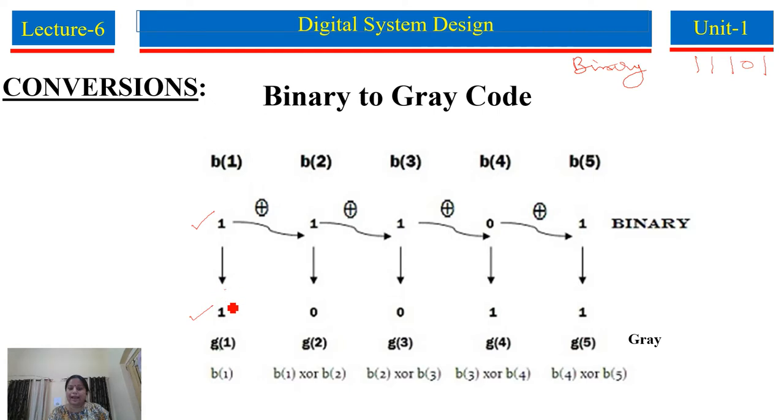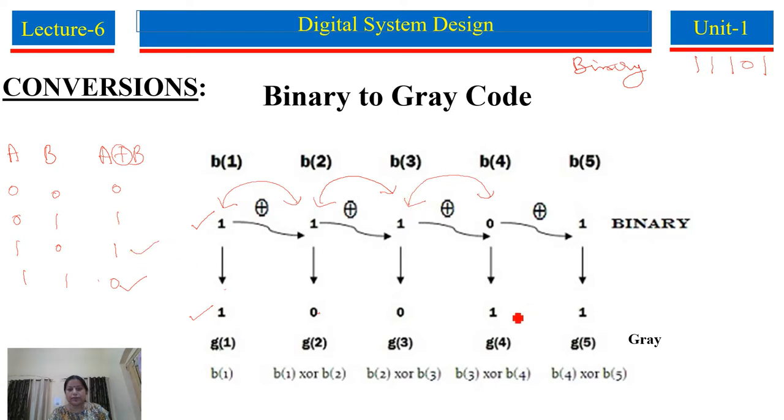And for the remaining calculation, you know the truth table of the XOR gate. So the truth table of XOR gate is A XOR B: 0 0 gives 0, 0 1 gives 1, 1 0 gives 1, 1 1 gives 0. So XOR of these two: 1 1 XOR is 0. Then 1 1 XOR is again 0. Then 1 0 XOR is 1, and 0 1 XOR is 1.